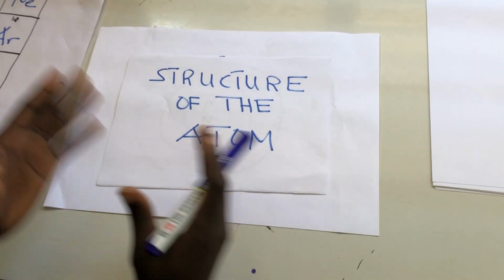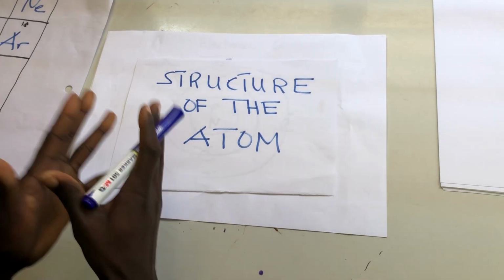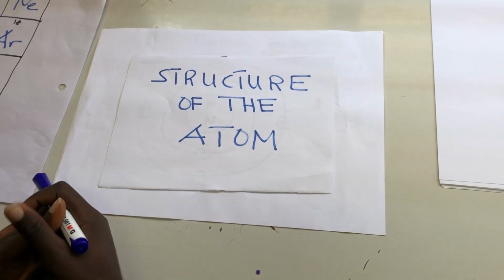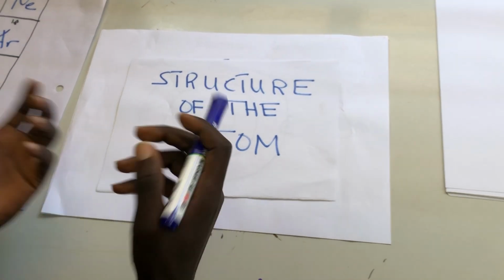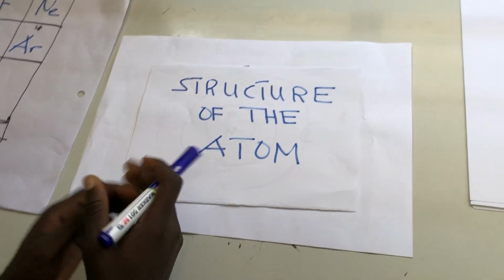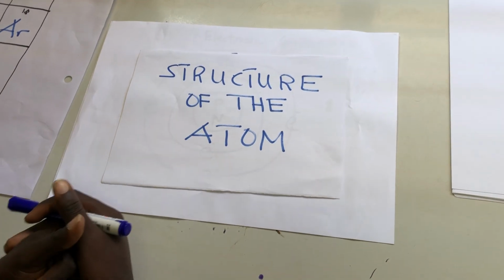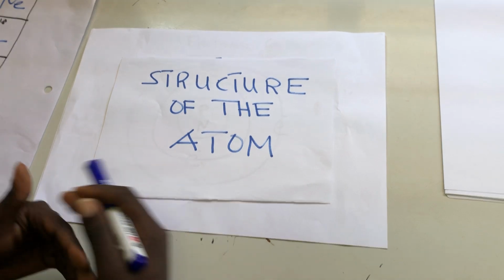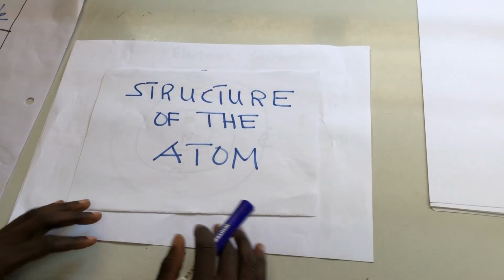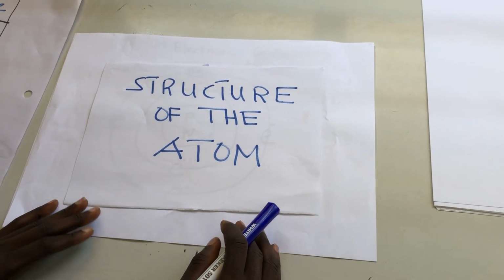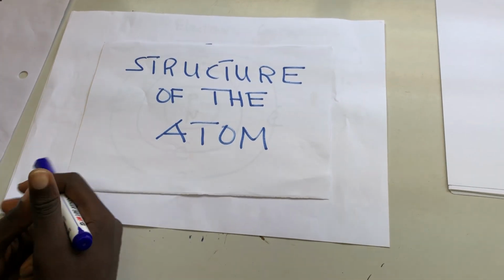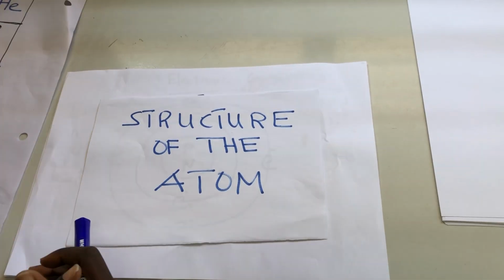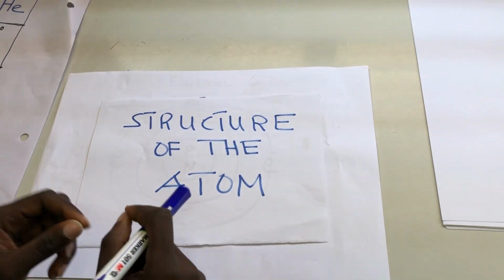Hello everyone, in this video we are going to discuss the structure of the atom, and this is episode number 2. Kama ukiweza kuangalia episode number 1 ya structure of the atom, refer kwanza to episode number 1 and then after uje kuangalia hii part 2. So in this video we are going to see how we can draw electronic configurations and how to write electronic configurations.